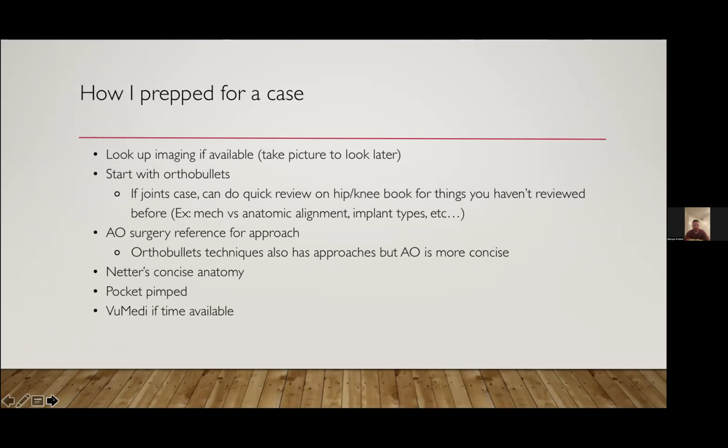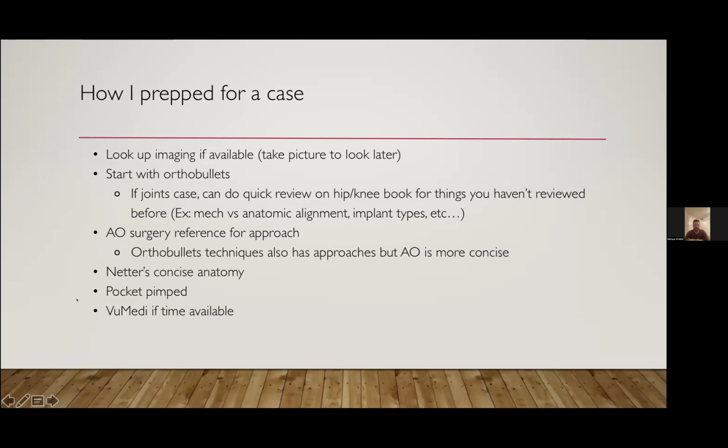I always started with OrthoBullets, read the page on that topic, and make sure I was familiar with the high-yield stuff, especially surgical indications, or from a fracture standpoint, like let's say a distal radius, what your non-op tolerances would be, because that is likely something that they can ask you.